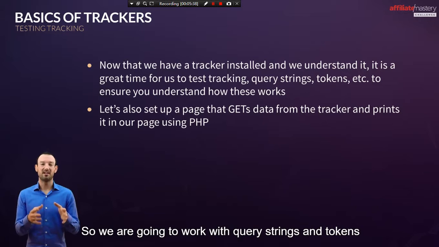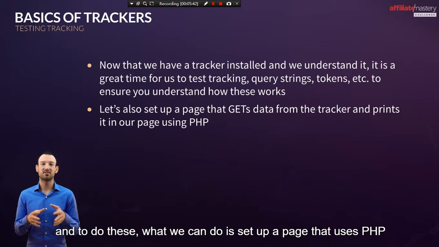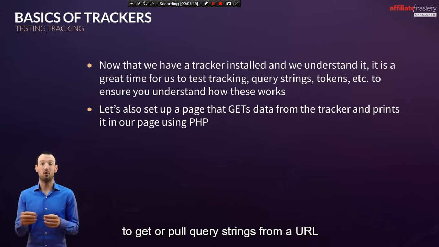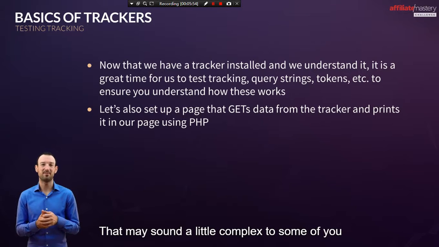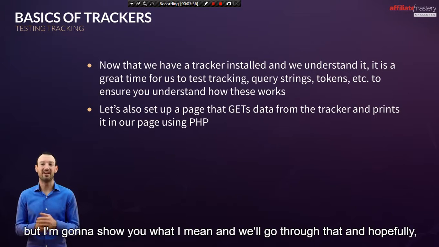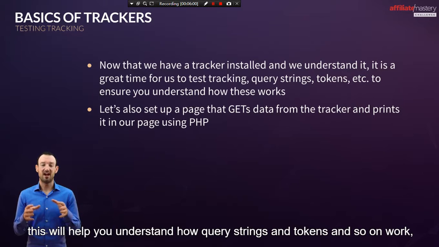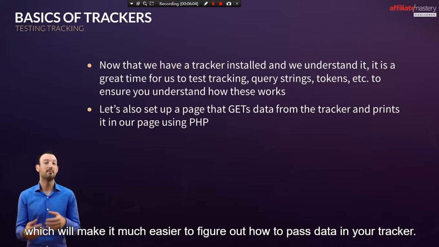So we are going to work with query strings and tokens. To do this, what we can do is set up a page that uses PHP to pull query strings from a URL, and we can control that using the tracker. That may sound a little complex to some of you, but I'm going to show you what I mean, and we'll go through that, and hopefully this will help you understand how query strings and tokens and so on work, which will make it much easier to figure out how to pass data in your tracker.